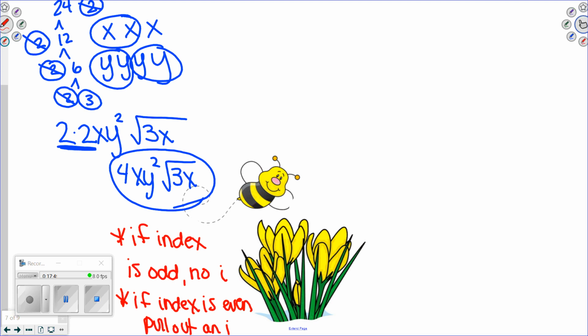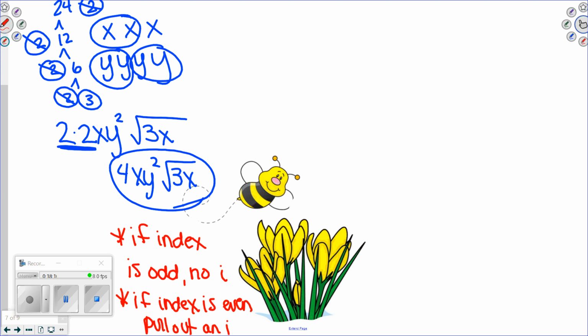So if your index is odd, there's no i involved, okay? You can just do the problem. And again, if you type it in your calculator, it'll give you the answer. It's negative. Dakota? We had 2 groups of 2. That goes way back to the beginning of the semester because it was a square root.